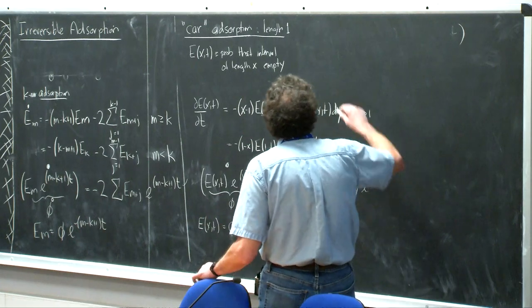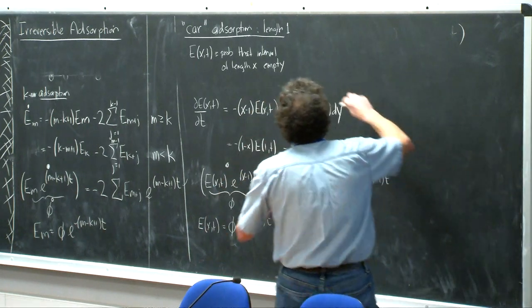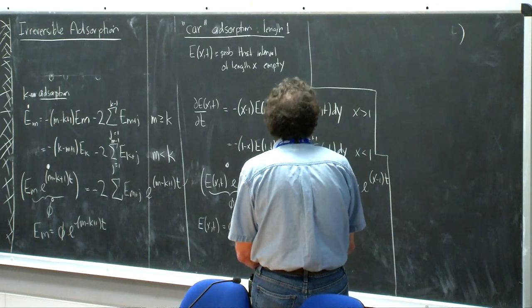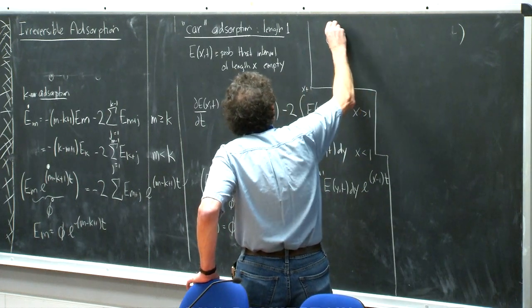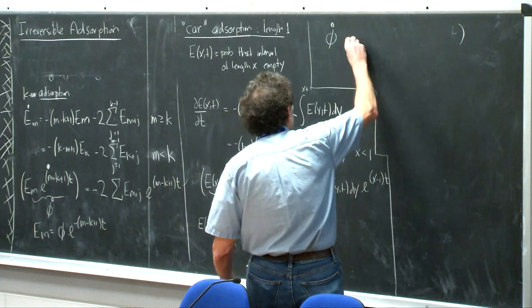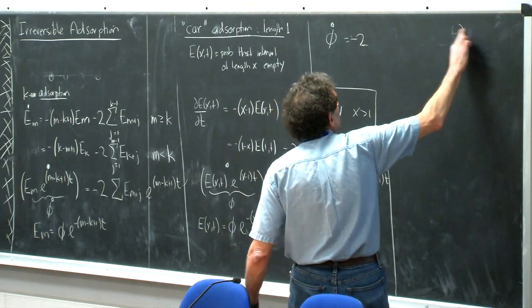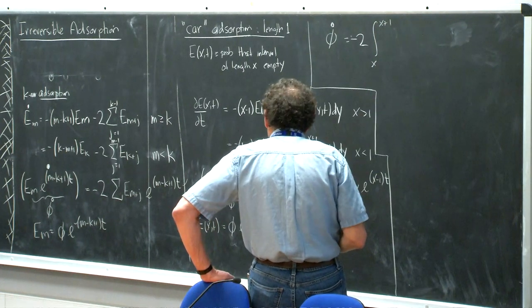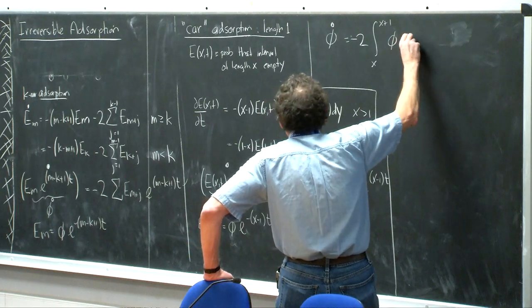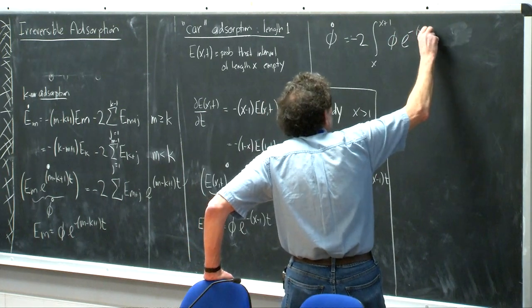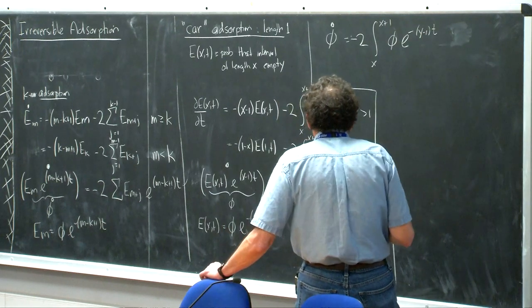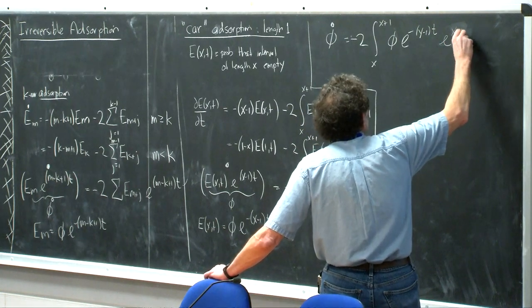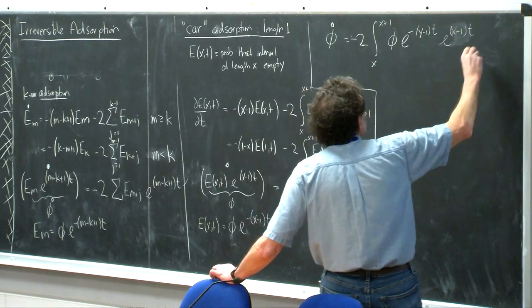So now everything is kind of the same as before, and I wish I had another panel. Let's see if I can squeeze this in somehow. So we have phi dot. This left-hand side is equal to minus 2, and then I have the integral from x to x plus 1 of e_y, which is equal to phi times e to the minus (y minus 1) t, times e to the (x minus 1) t, dy.